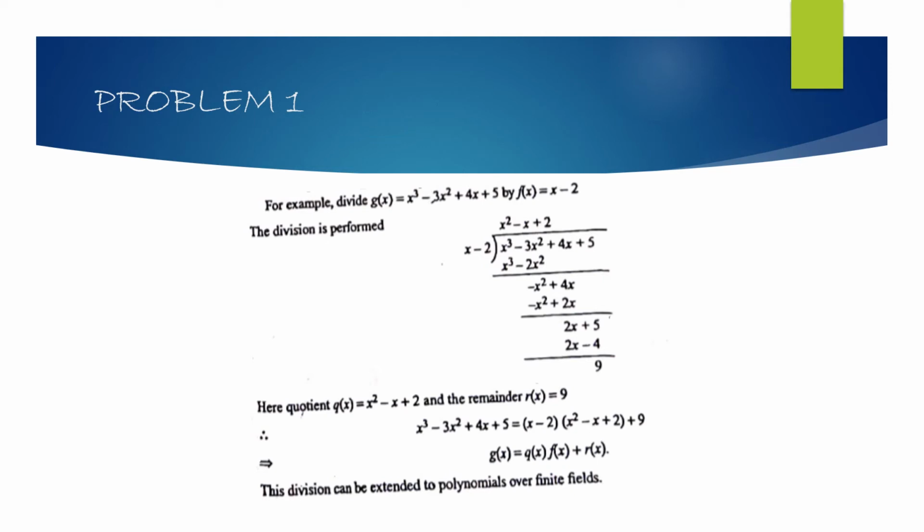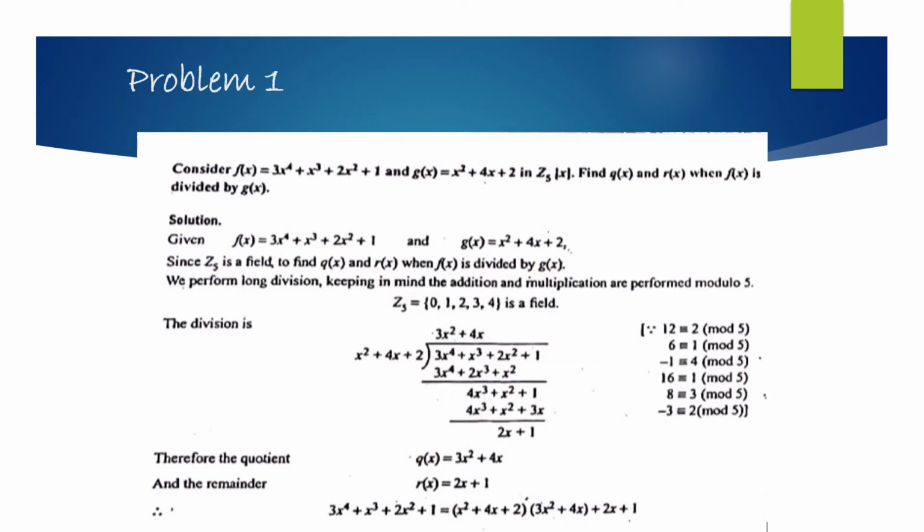So how will I write it here? Now this will be the dividend. The dividend will be equal to the product of the divisor and the quotient, this into this, plus the remainder. So see here it is there clearly. This is the dividend. g of x is equal to the quotient into the function plus the remainder. So now the division can be extended to polynomials over finite fields. Now it's just a sample problem where you should understand how a polynomial is divided by the other polynomial. So next we'll move on to the next problem.